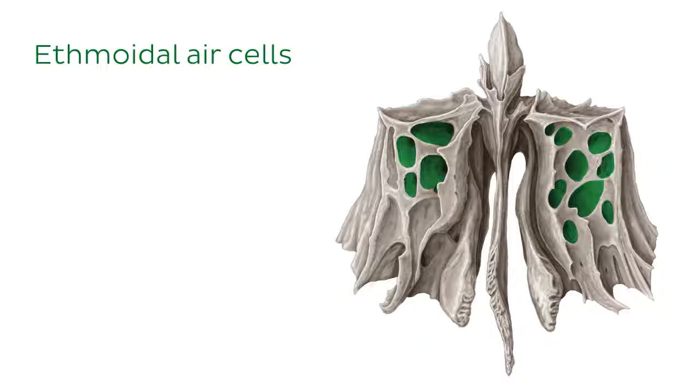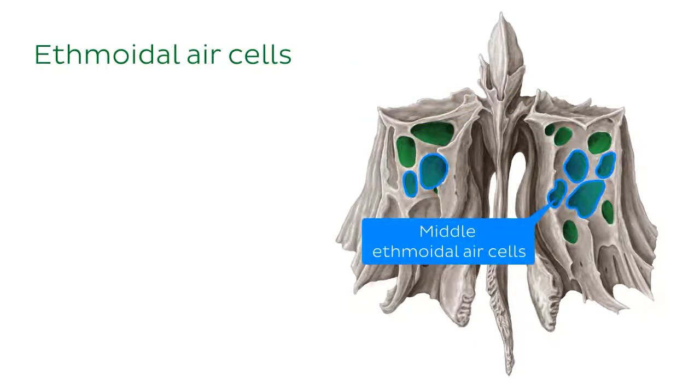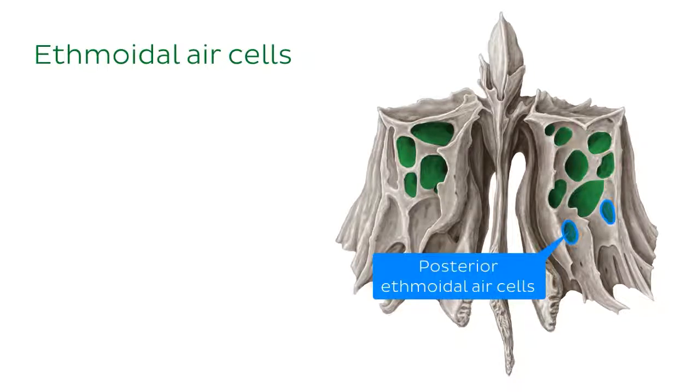And in the ethmoid bone, these air chambers, the ethmoid cells that are colored in green in this image, are named by their location relative to the lateral wall of the nasal cavity. Anterior ethmoidal air cells, which you see here, open into the frontonasal duct. Middle ethmoidal cells, now seen here, open onto the ethmoidal bulla, which we will see later on. And posterior ethmoidal air cells open onto the lateral wall of the superior nasal meatus.